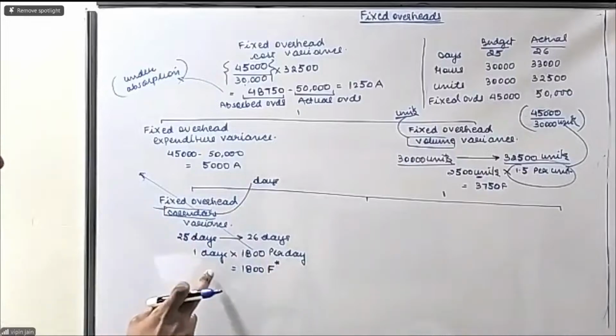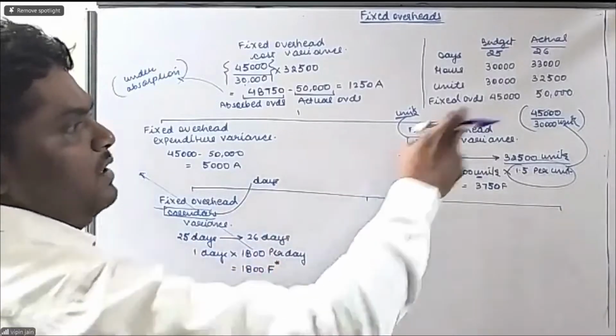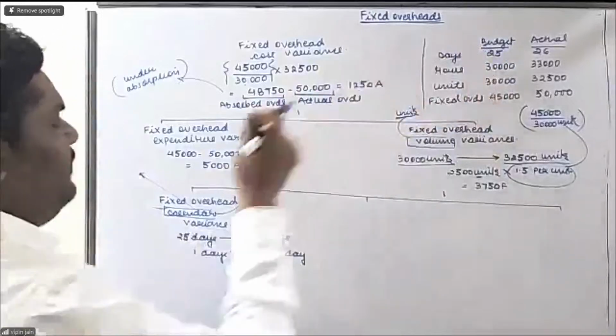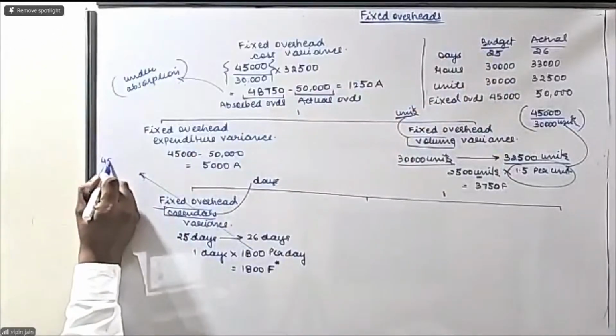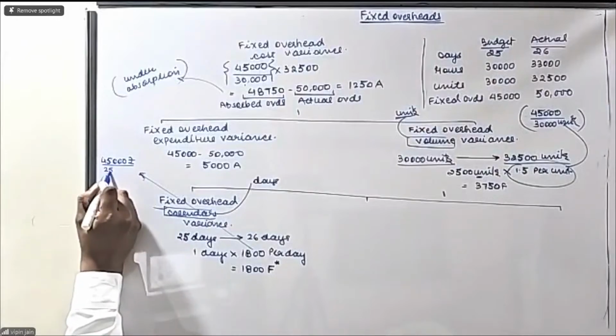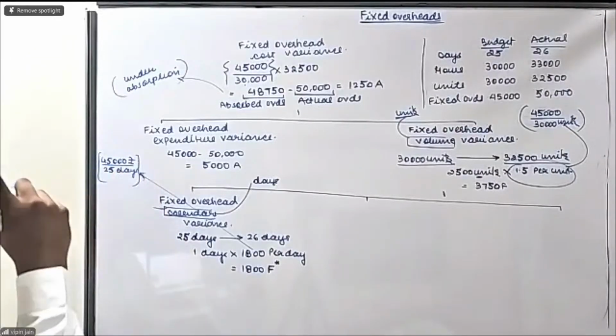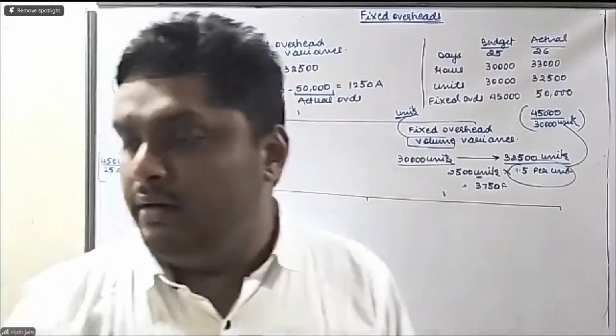Since I said that it is days, I'll be using the rate per day. So 45,000 overhead for 25 days. So my rate per day will be 1,800.